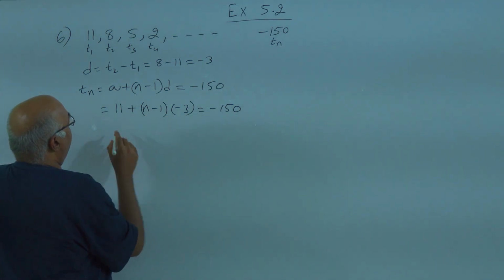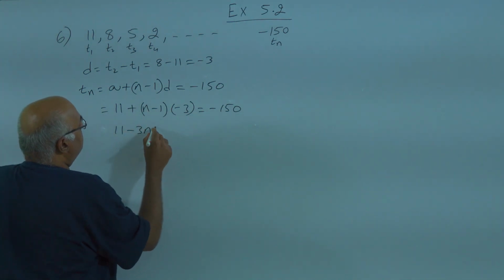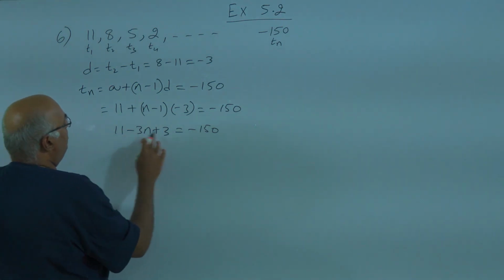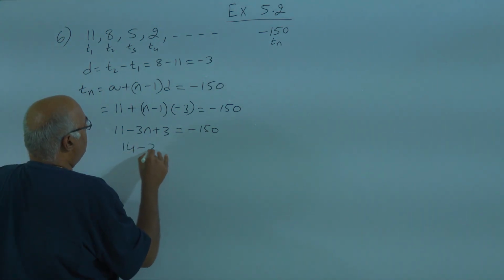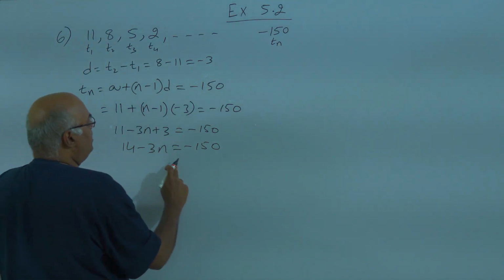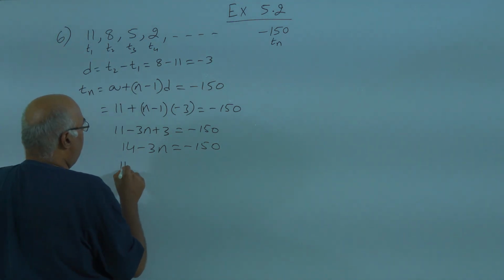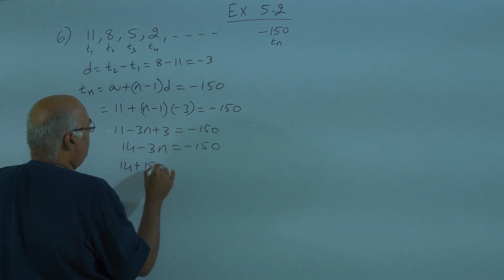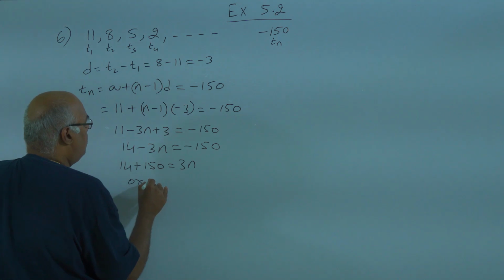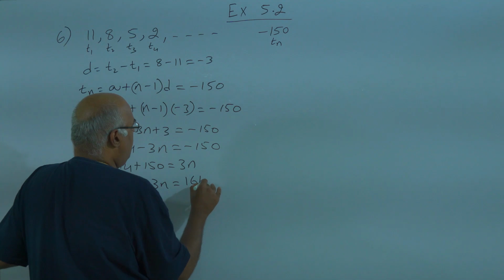So if you open this bracket, we will get 11 minus 3n plus 3 is equal to minus 150. So 11 plus 3 is 14, 14 minus 3n is equal to minus 150. If you take this 3n to the other side and bring this 150 to this side, we will get 14 plus 150 is equal to 3n, or 3n is equal to 14 plus 150, which is nothing but 164.